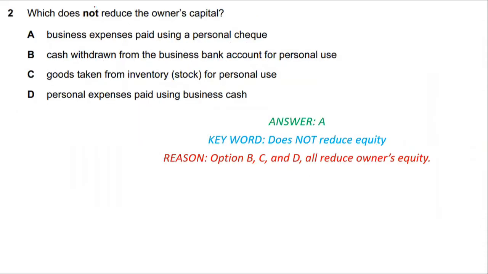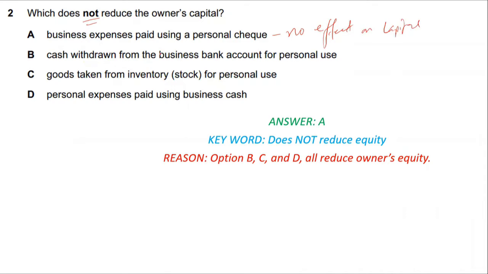Multiple choice number two, which does not reduce owner's capital. So we need to look for the option which does not reduce the owner's capital. So let's look at our options. Option A, business expenses paid using a personal check. Yeah, this sounds quite right because business expenses have been paid using a personal check, so no effect on capital.